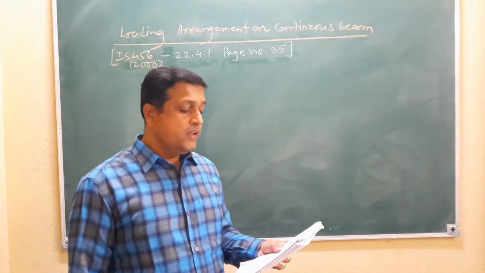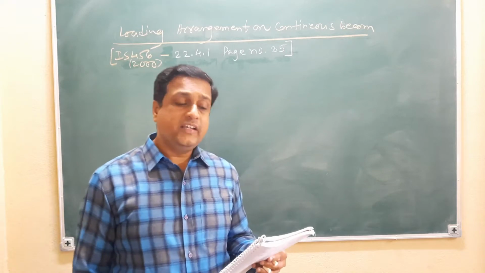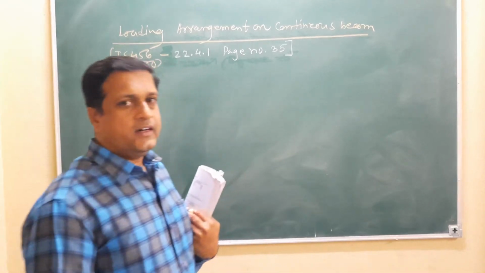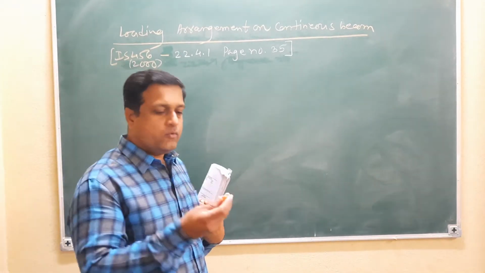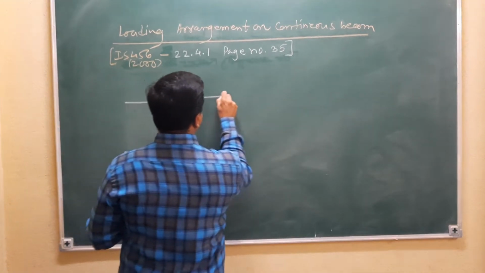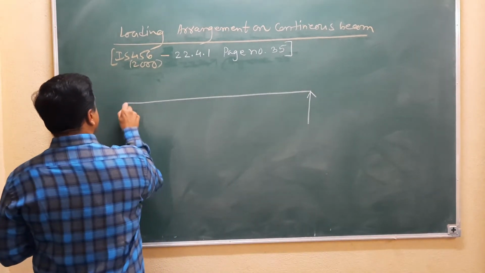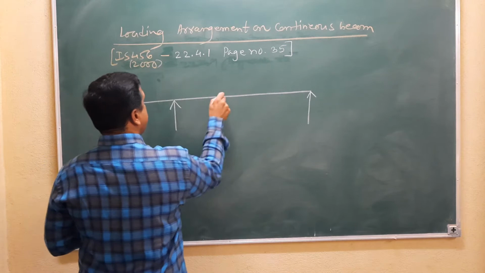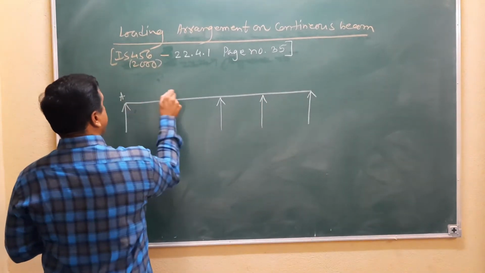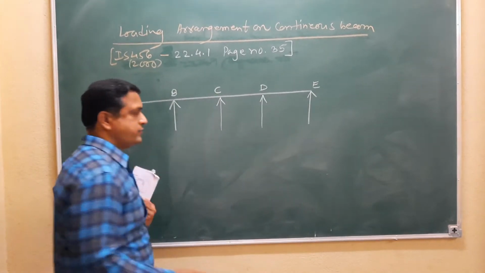First one: design dead load on all spans with full design imposed load on two adjacent spans. Okay, I will tell the meaning of this sentence by drawing one diagram. So this is the continuous beam. Here is support A, support B, support C, support D, support E.